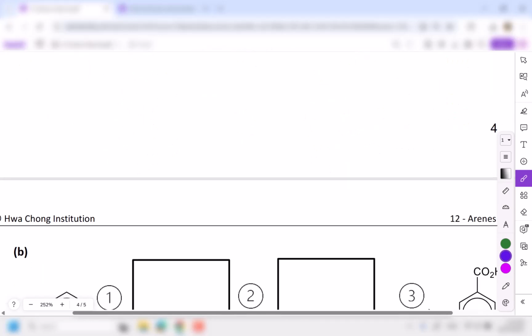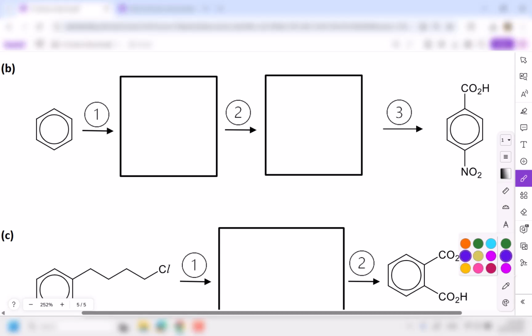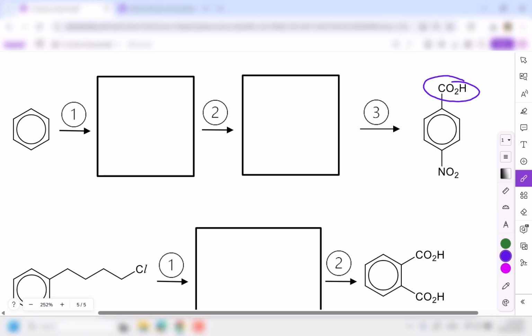Okay, we look at part B. Part B has more steps, so I'm just going to highlight the important groups. We have a carboxylic acid and NO2 in a 1,4 relationship. So again, a thought experiment. Am I going to introduce carboxylic acid? No, there is no such thing as a carboxylic acid electrophile within what you have learned in your curriculum.